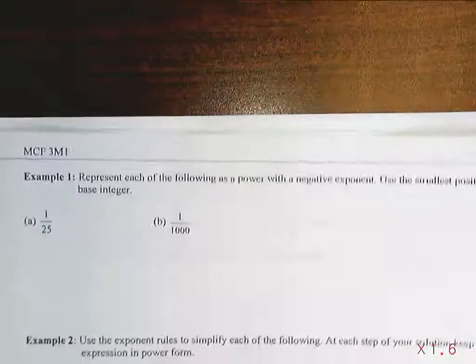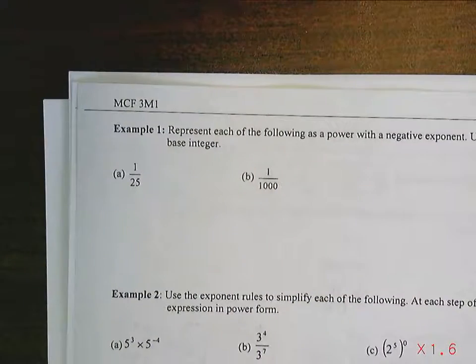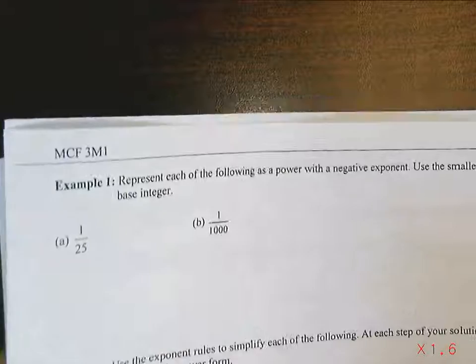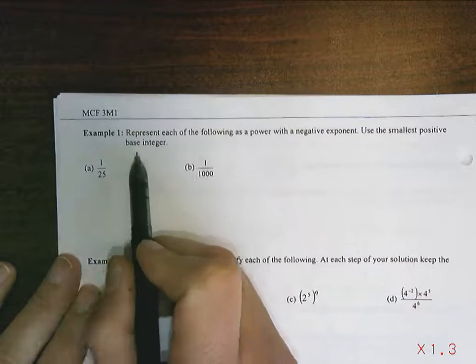So let's flip that page over. Let's see what we got. We got some examples here. Represent each of the following as a power with a negative exponent. Okay, so they want the negative exponent, but they also want us to use the smallest possible integer base.